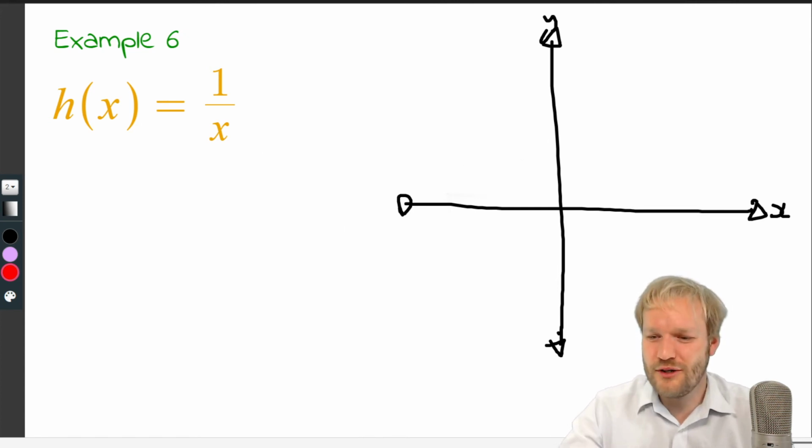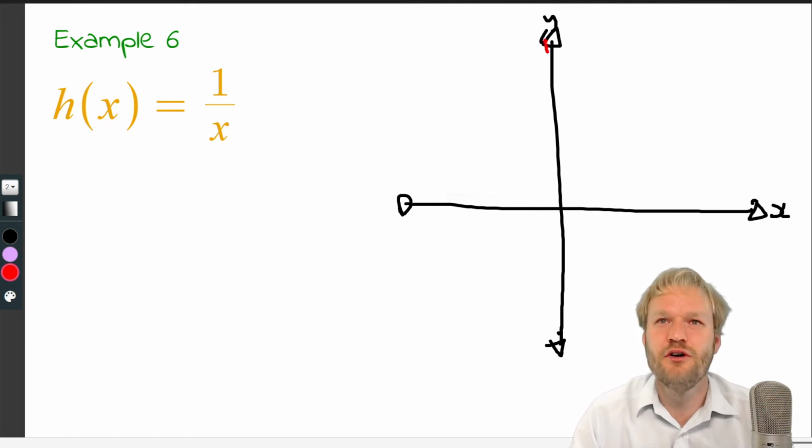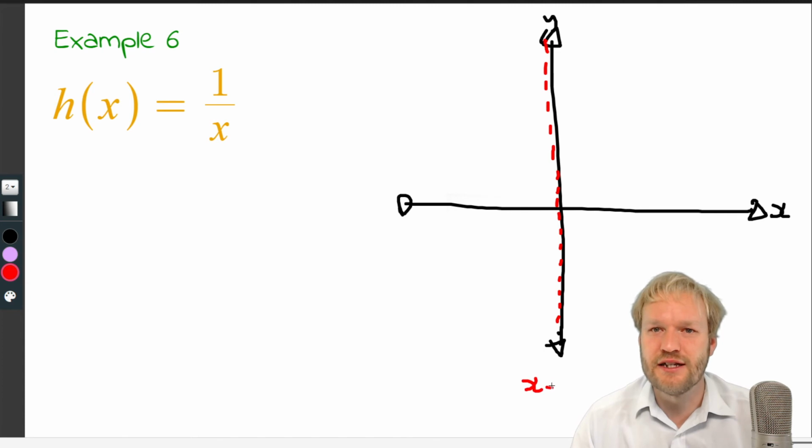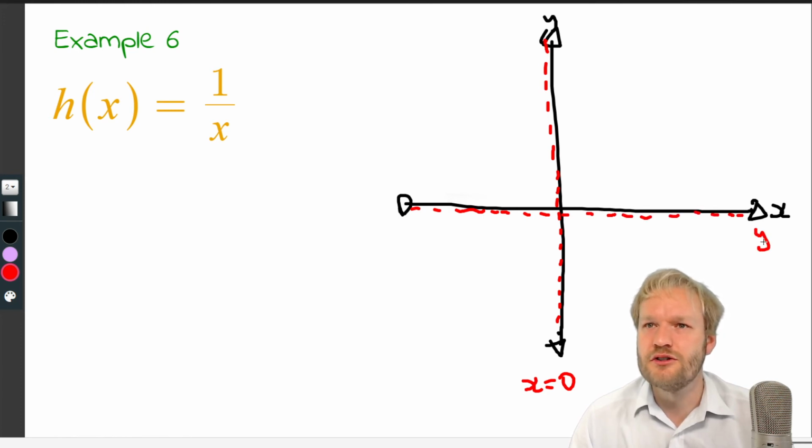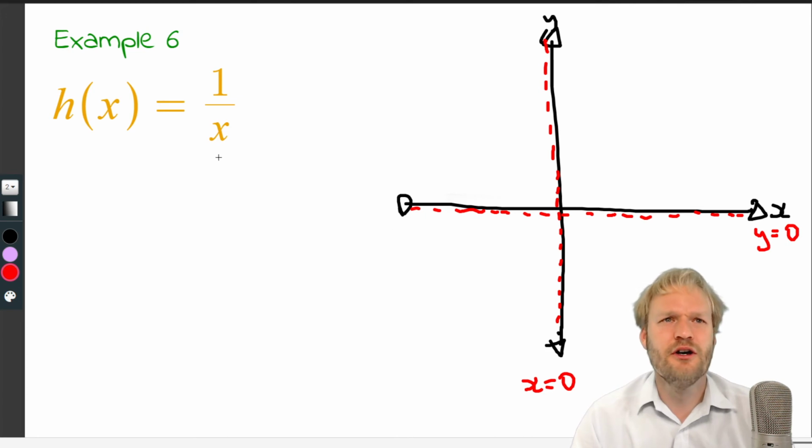So what we know with our hyperbola is that x can't be 0 because we can't divide by 0. So I'm going to draw a dotted line exactly on this y-axis because that's x equals 0. The other asymptote we've got is here at y equals 0. So I'll just draw that here. y equals 0, because 1 divided by something is never going to give us 0. So our output's never going to be 0.